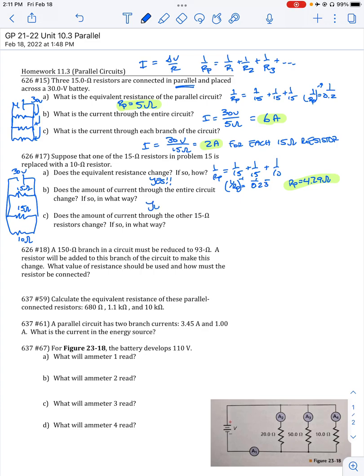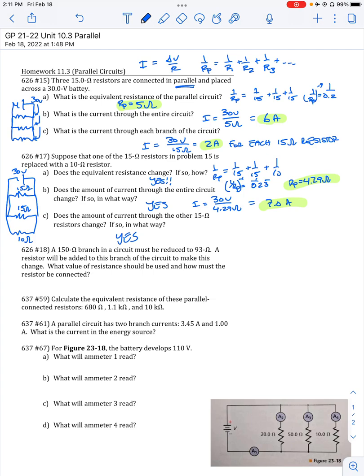Does the total current change? Yes. The reason is now we have a different resistance. So I equals 30 volts divided by our new total resistance of 4.29 ohms. So 30 divided by that answer, we see now our current is going to be 7 amps. Does the amount of current through the other 15 ohm resistors change? If we now have 7 amps running through it, we should see that this should be different, right?